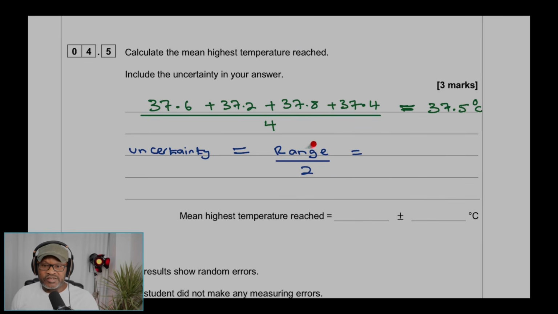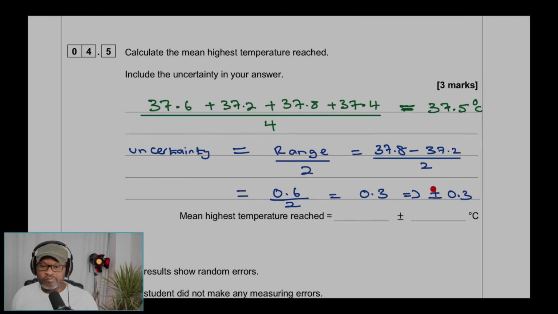So the range is the highest number take away the smallest number, and you divide it by 2. So we have the highest number take away the smallest number, divided by 2, and that gives 0.6 over 2, which is 0.3. And that actually means it's plus or minus 0.3. So we put in 37.5, the average, and the uncertainty will be plus or minus 0.3 degrees Celsius.